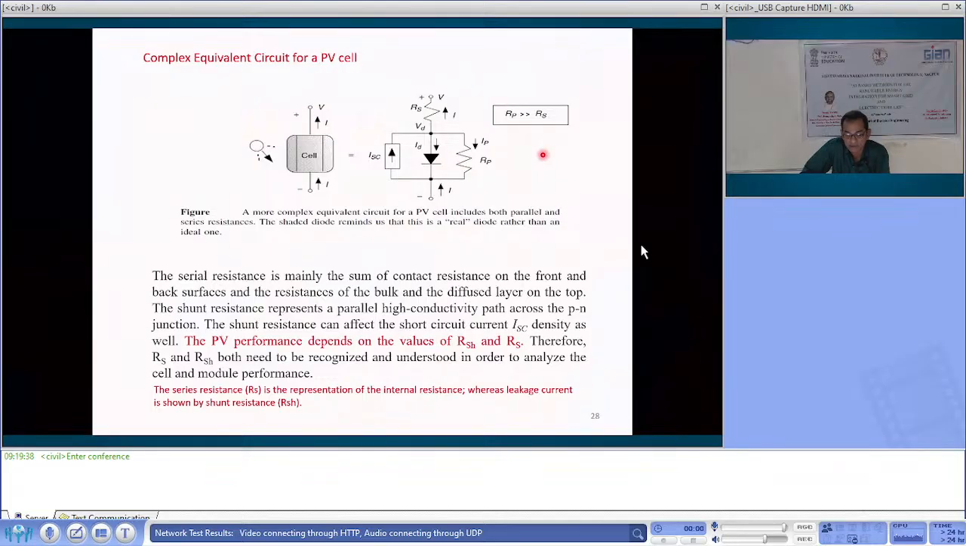There are several papers available. The series resistance is mainly the sum of the contact resistance on the front and back surfaces, the metal surfaces that are there, and the resistance of the bulk and diffuse layer on the top.